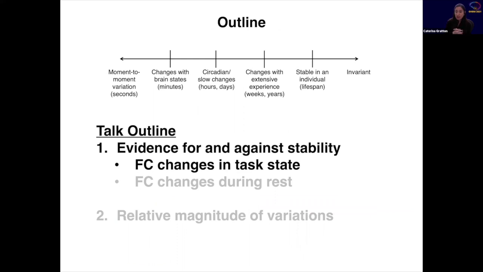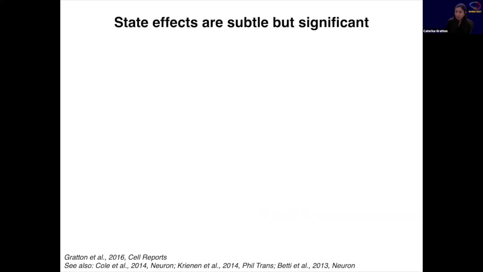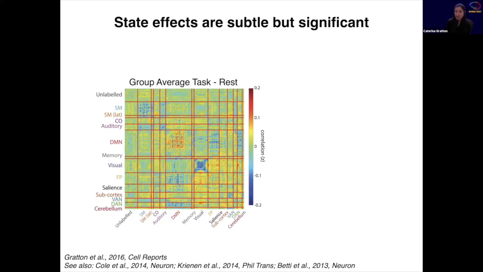So first, let's tackle whether or not there's evidence that functional connectivity changes across different states, such as periods when you're engaged in a particular task or changes in arousal. When a number of groups, including ourselves, have contrasted functional connectivity between task and rest, it has consistently been found that functional connectivity can vary systematically.